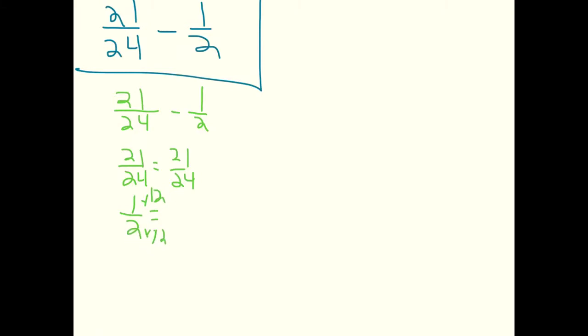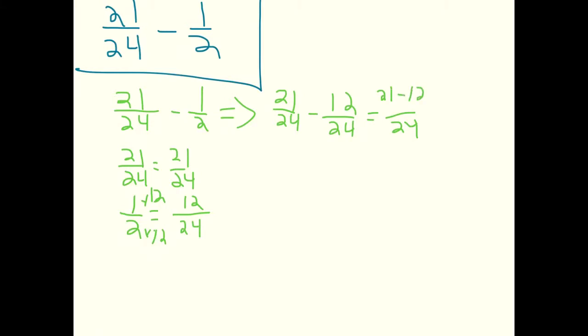So, 2 times 12 is 24, and 1 times 12 is 12. So you would put equal, and then with an arrow, 21 over 24 minus 12 over 24. So, 24, and then you could just do 21 minus 12. Hold on. So, let's see, 21 minus 12. Oh my gosh.